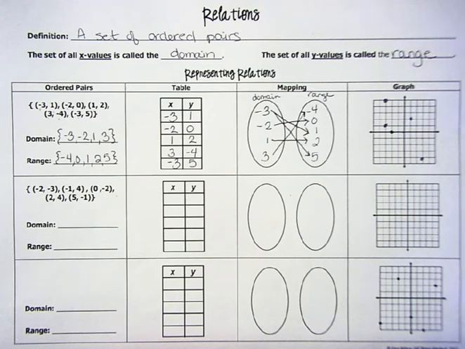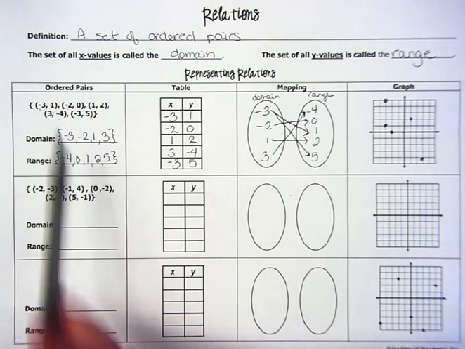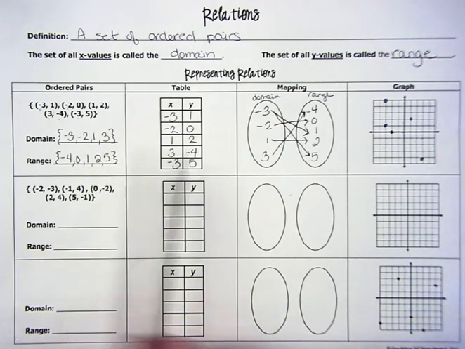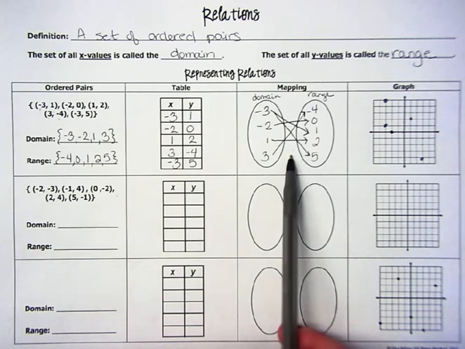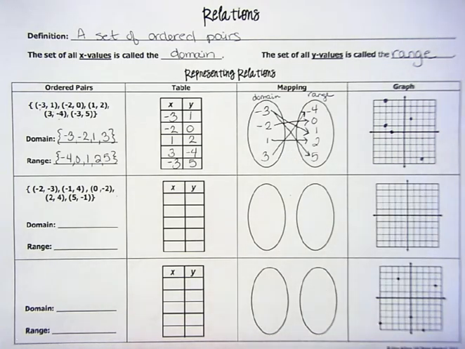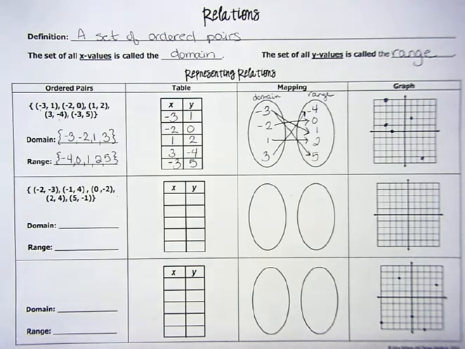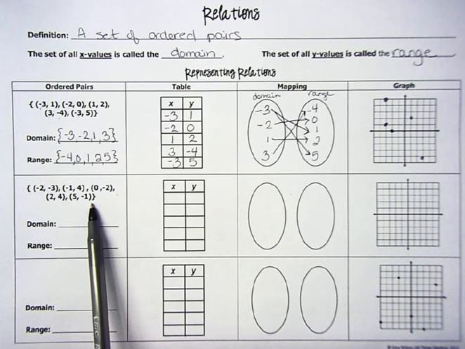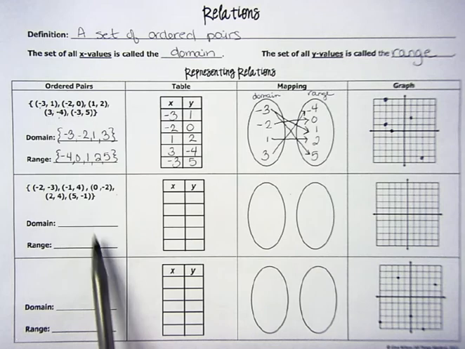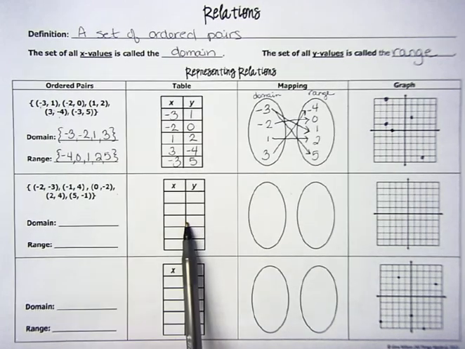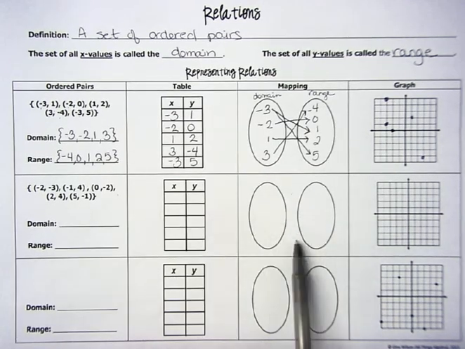Okay, so again, from just a list of ordered pairs, we can pick out the domain and range, we can look at a table of values, we can look at it mapped, and then we can graph them. Alright, so what I would like you to do is basically the same thing for the next two examples. Go ahead and take the points that you have, see if you can come up with the domain and the range, come up with a table of values, map them, and then graph them.